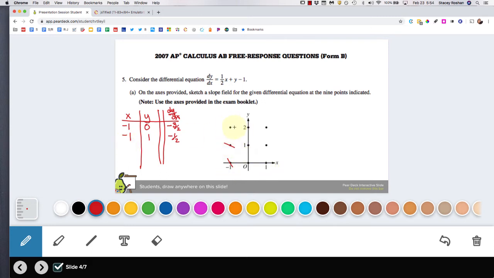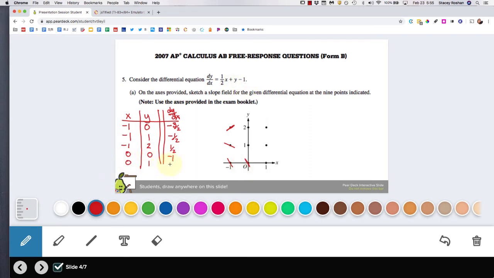Then let's look here at negative 1, 2. Minus 1/2 plus 2 minus 1 would be just positive 1/2. A slope of 1 would be 45 degrees, but about half as steep would be like that. You would just do the same thing for all the other points. So I'm going to do it a little bit quicker. 0, 0 would be a slope of negative 1. 45-degree line going down.